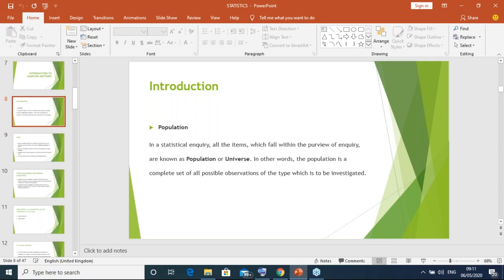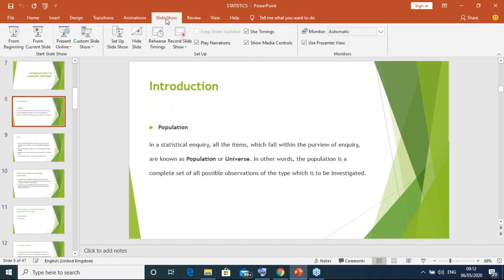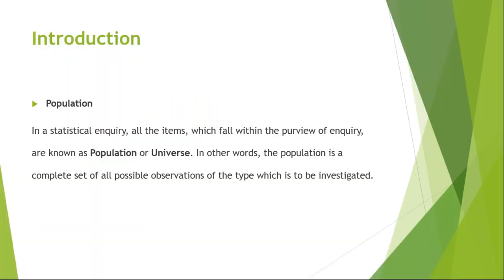So in sampling, the first thing that comes to mind is population. We're going to define some terms as far as sampling is concerned. The first is population, just as you have in my slide. Population has to do with the complete set of all possible observations of the type which is to be investigated. That's population. The totality of what you want to investigate. That gives us a definition of population.